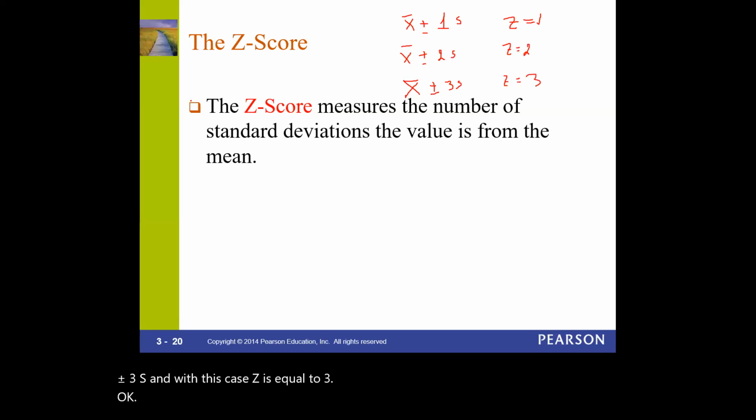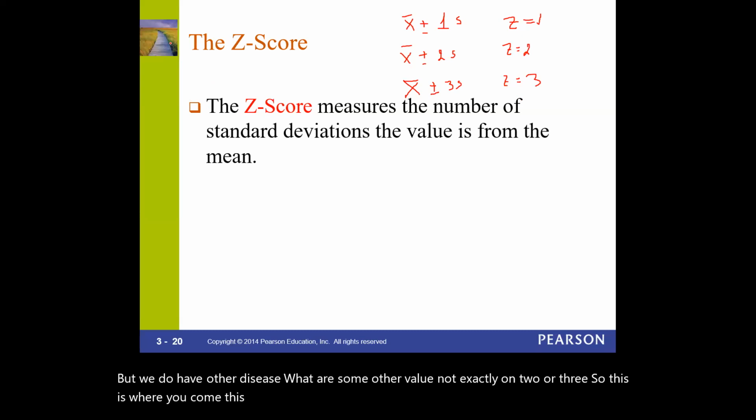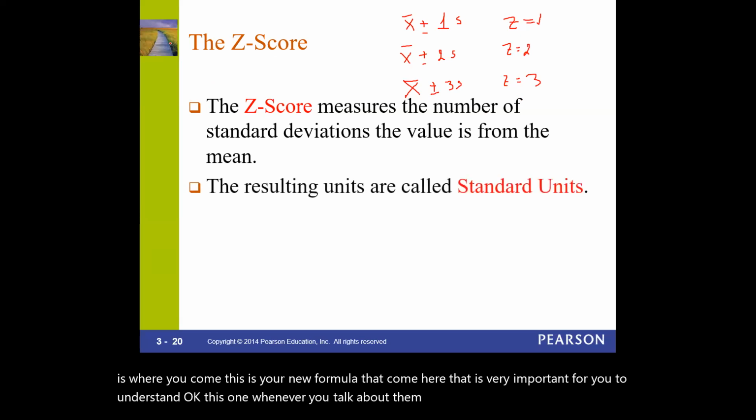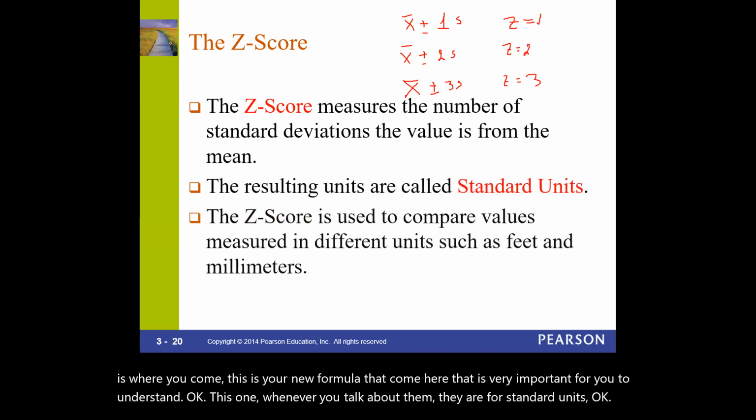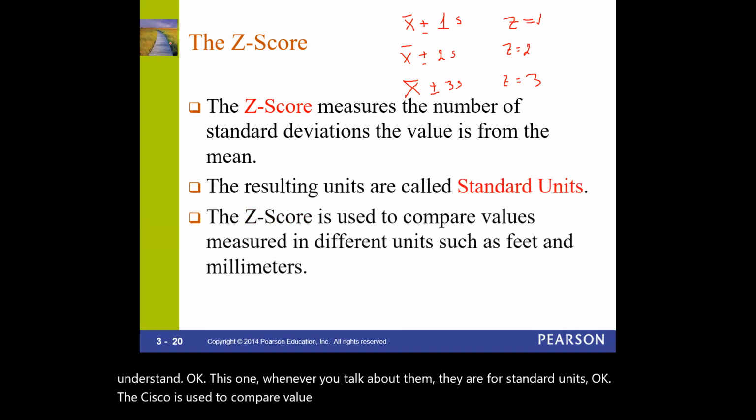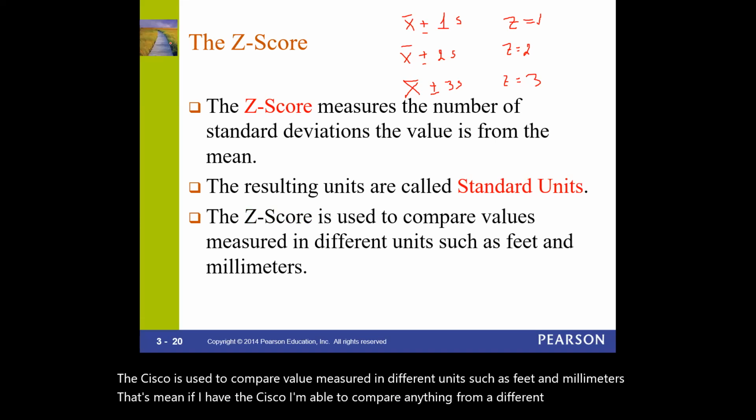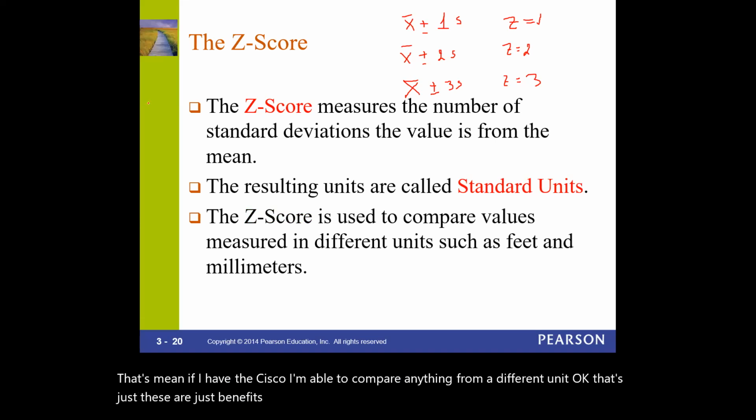But we do have other z's. What are some other values not exactly on 2 or 3? This is where a new formula comes in that is very important for you to understand. Whenever you talk about them, they are standard units. The z-score is used to compare values measured in different units, such as feet and millimeters. That means if I have the z-score, I'm able to compare anything from a different unit. These are just benefits of the z-score. But let me talk about the formula that is very important. This is the formula that we use for it.